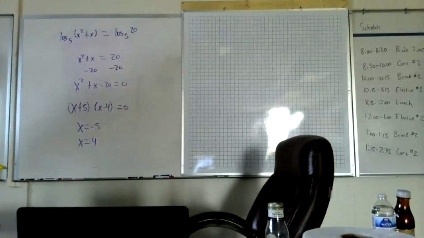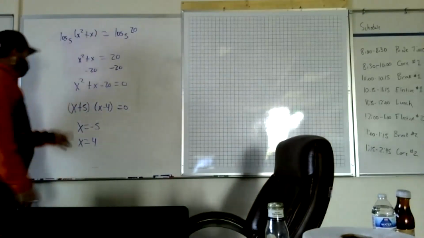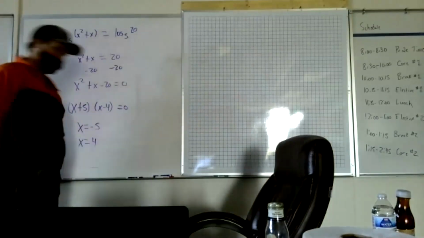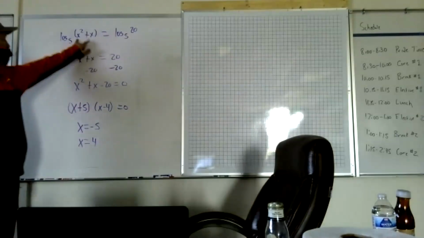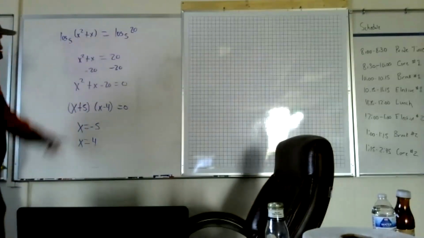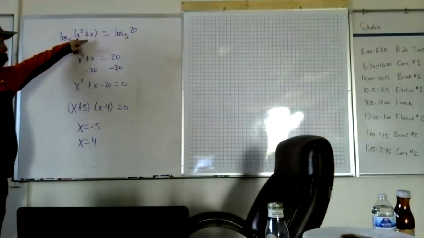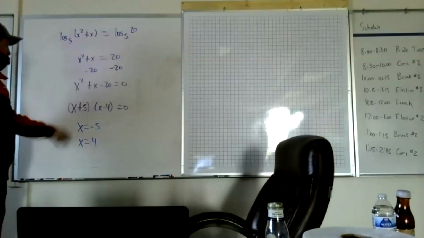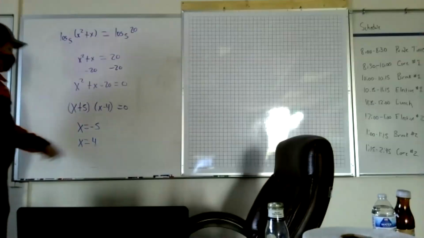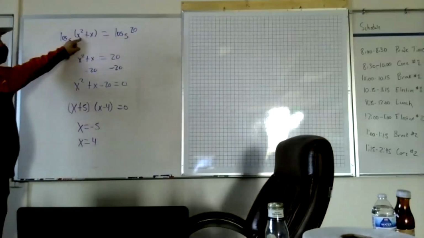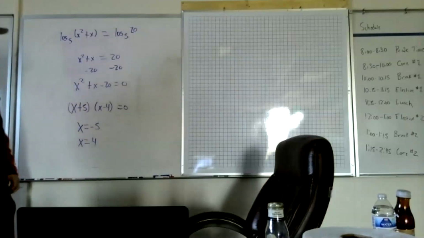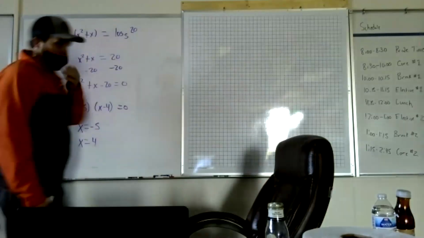And then at this point, like I said, I'd always want to plug them back in because there are these things called extraneous solutions. I cannot end up with a negative here. So -5 squared is 25 plus -5 is 20. Log base 5 of 20, right there if I were to plug -5 in. If I were to plug 4 in, 4 squared is 16 plus 4 gives me 20. Both of those would work because that does not turn into a negative.